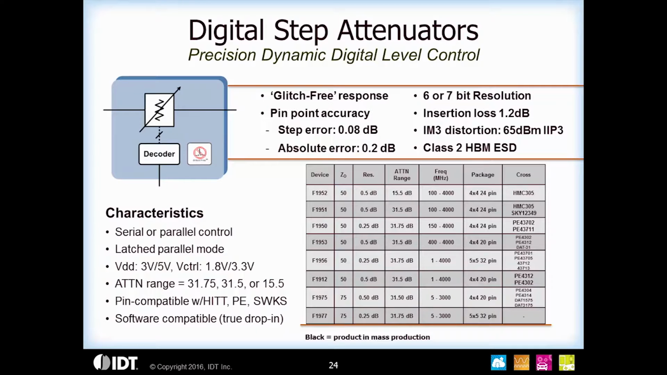There's a huge portfolio of devices, as you see on the slide, and we offer a solution for both 50 ohms and 75 ohms. As an example, we saw for CATV 75 ohms was used, and we have devices meeting that requirement. The resolution is 0.25 dB and 0.5 dB, and the attenuation range goes all the way up to 31.75 dB. The package is extremely small with 4x4 24-pin package or 20-pin package. Insertion loss of 1.2 dB, and the resolution 6 to 7 bits.